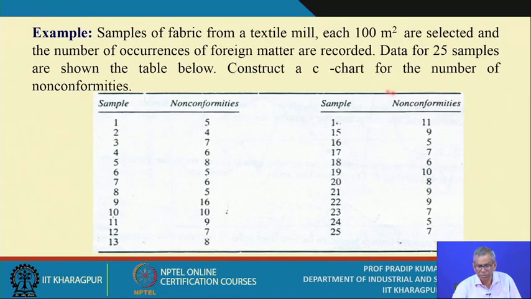So this is another example. There are 25 samples and the sample size remains constant, say 100 square meters of fabric from a textile mill. It remains the same for all the samples, and you just count the number of nonconformities of a specific type, that means the defects. It's like 5, 4, 7, 6 and so on. So you have all these data.